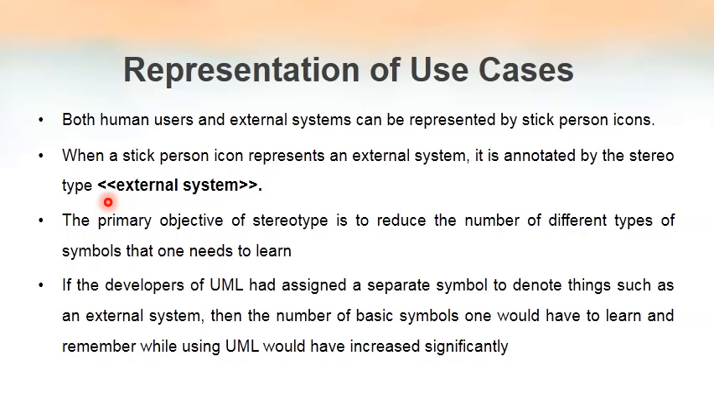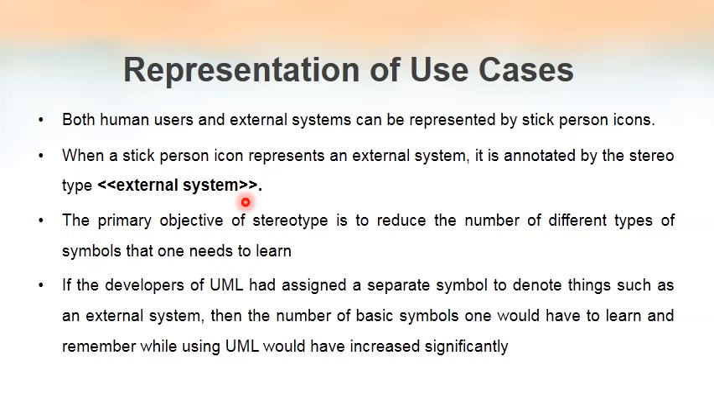Stereotype means one shape represents a set of things. For example, the stick person symbol represents all those things that interact with the system. It may be human beings, it may be a robot, it may be another part of the system, it may be something else. Whatever interacts with the system is considered an actor, and all actors will be represented using the stick person symbol. So that reduces the complexity.